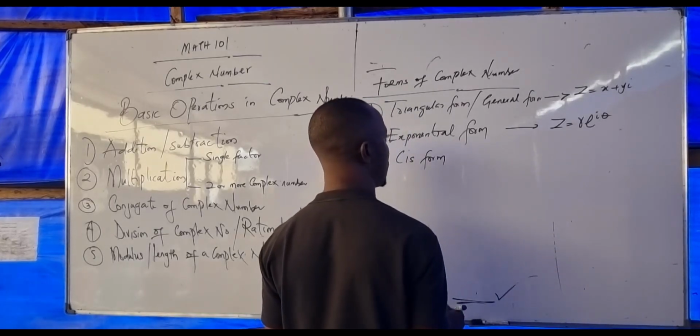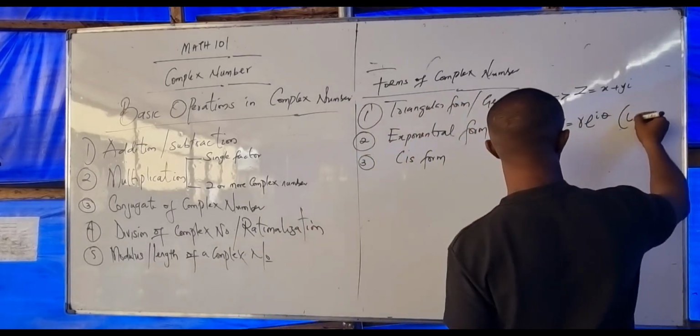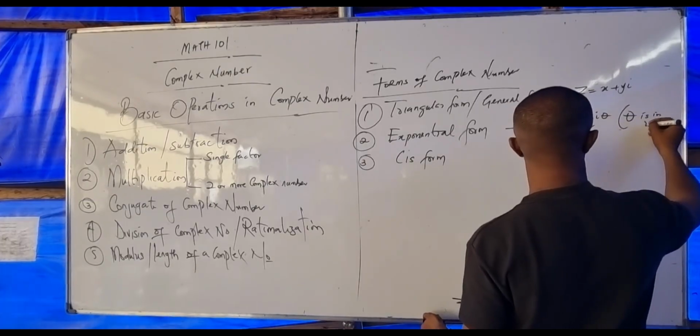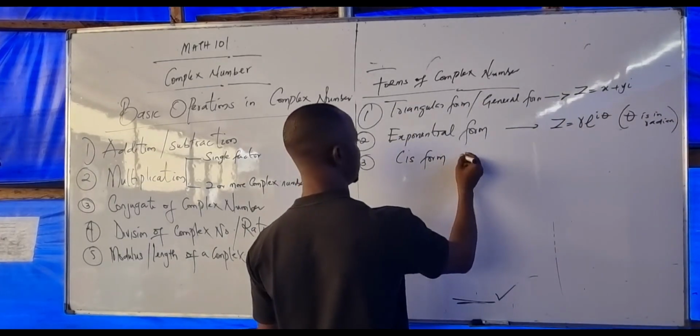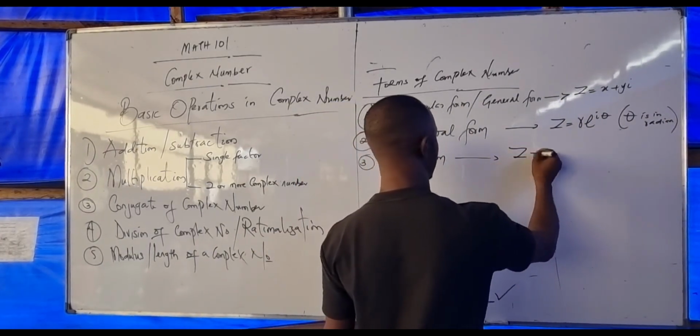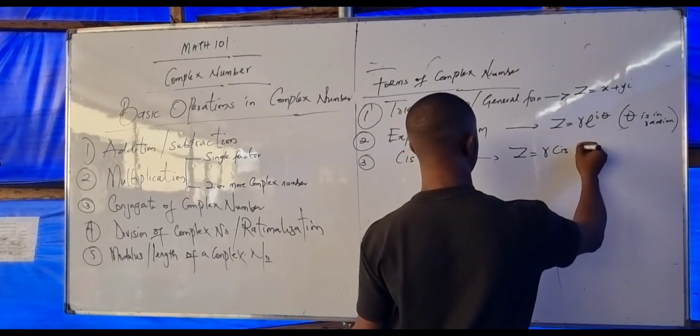Where theta is in radian. Is in what? In radian. The cis form is z equals r cis theta.